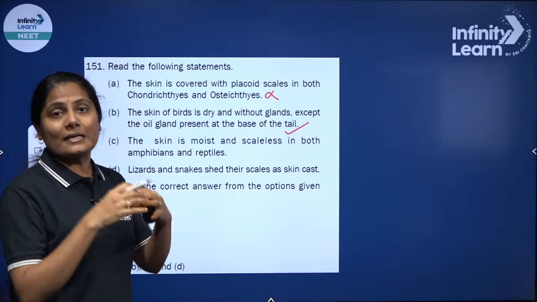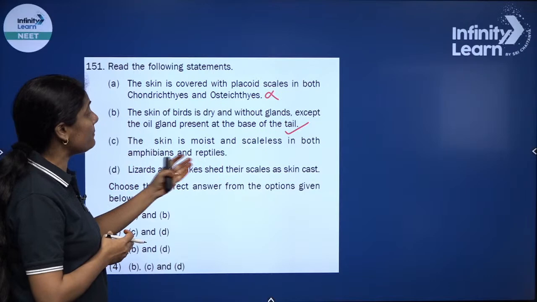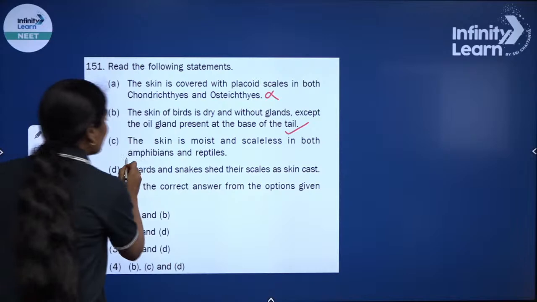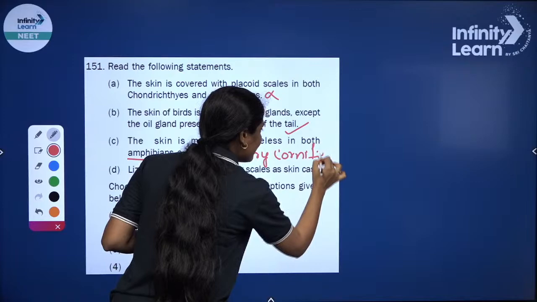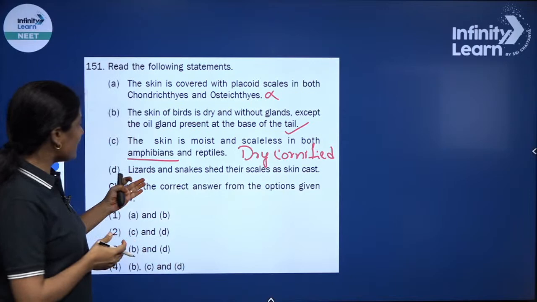The skin is moist and scaleless in both amphibians and reptiles. Do you think so? Again, it's moist and scaleless with regard to amphibians. Reptiles, on the other hand, have dry, cornified skin which has scales or scutes, right? Lizards and snakes shed their scales as skin cast, and that's right.